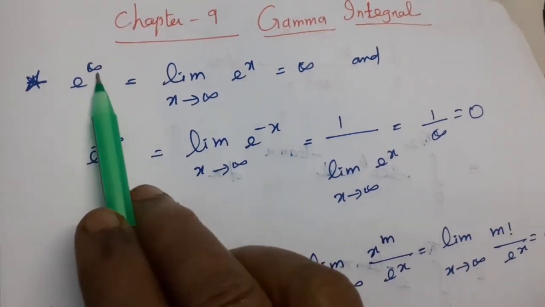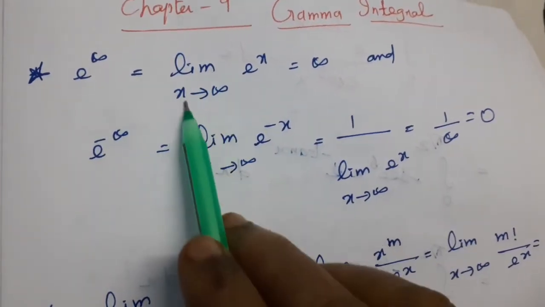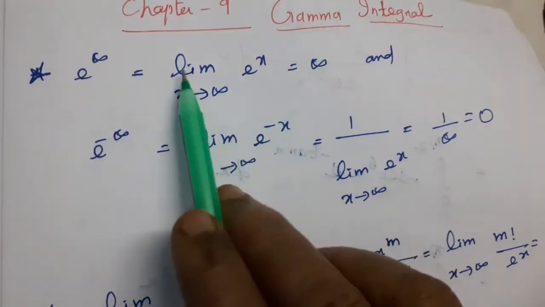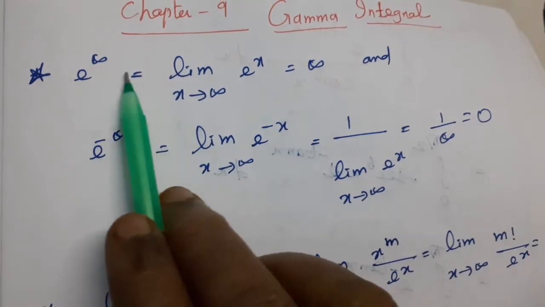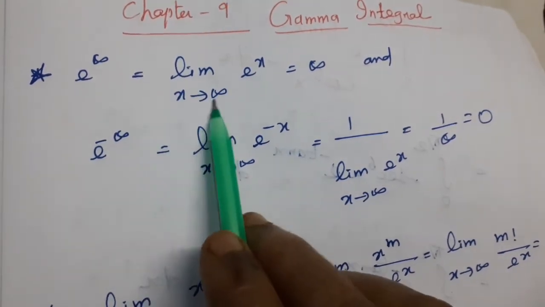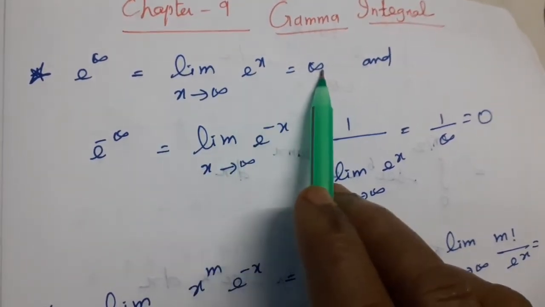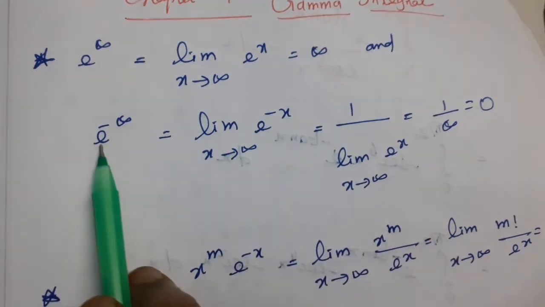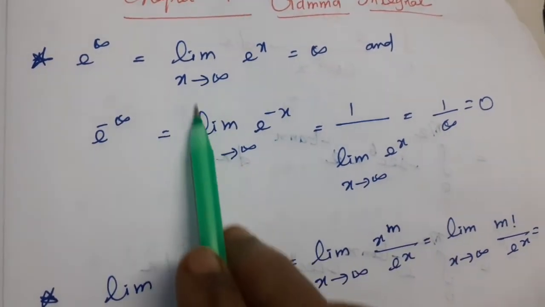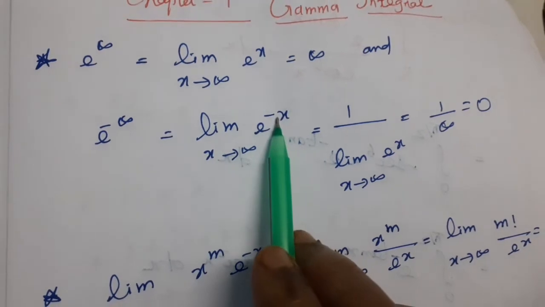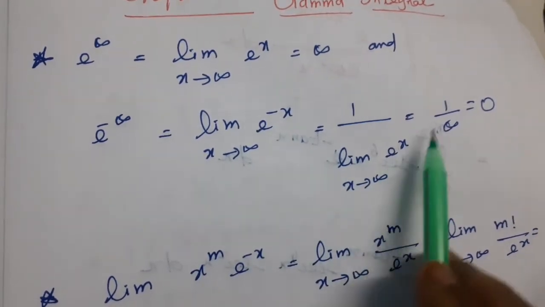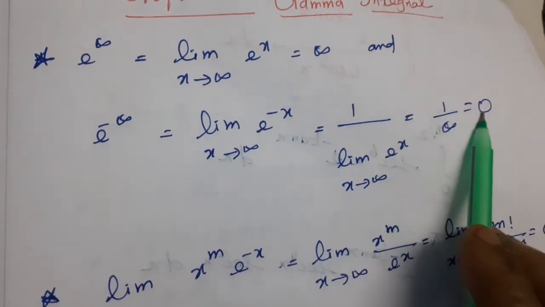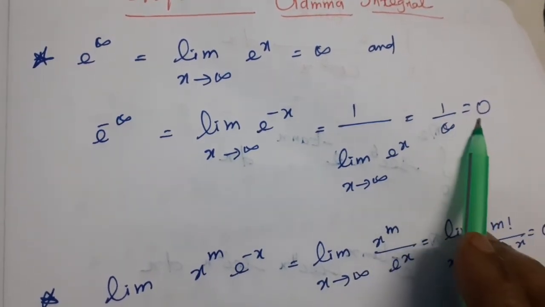e power infinity is equal to limit x tends to infinity e power x. Suppose it becomes e power infinity, which is equal to limit x tends to infinity e power x. Suppose e power minus infinity, that is nothing but limit x tends to infinity e power minus x. That is 1 by limit x tends to infinity e power plus x. 1 by infinity, anything by infinity is nothing but 0. 1 by infinity is equal to 0.